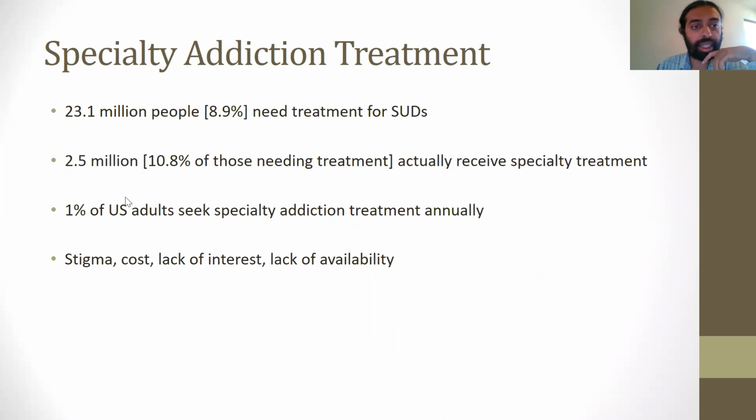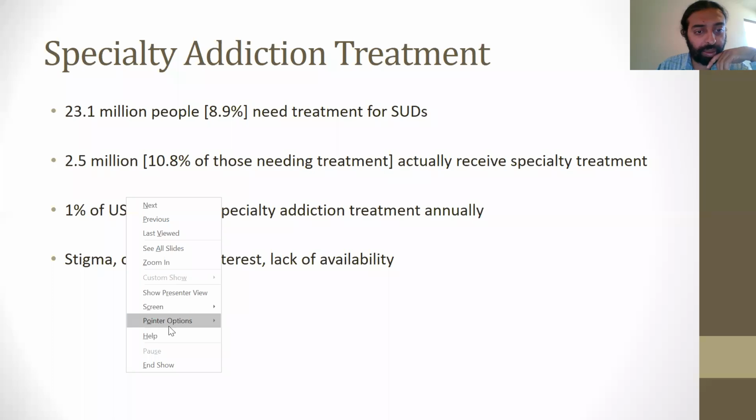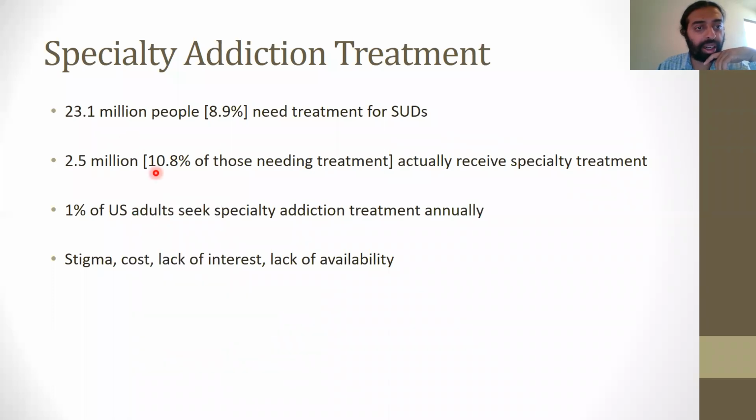And this number has actually held quite steady. If I'm going to pull up my fancy little laser pointer app tool here, you can see about 10% of those needing treatment actually receive specialty treatment. And that number has been very stubborn. We haven't been able to budge it all that much. I think the most recent I saw was around 11% or 11.3%. So it hasn't changed very much, right? And there are many reasons why this happens. Obviously we're missing the opportunity to help a lot of people who could benefit from that help.